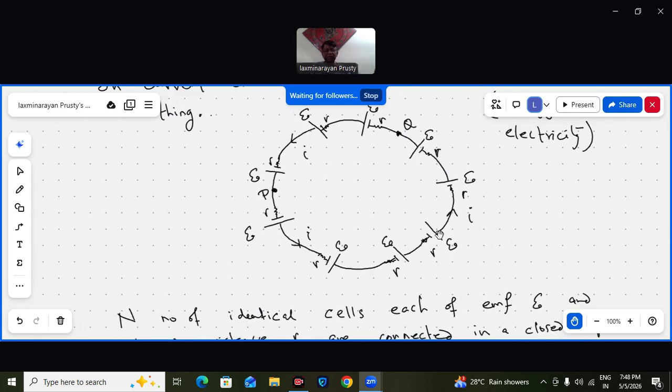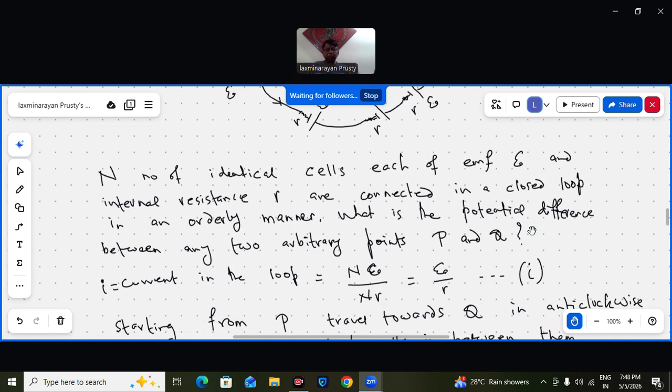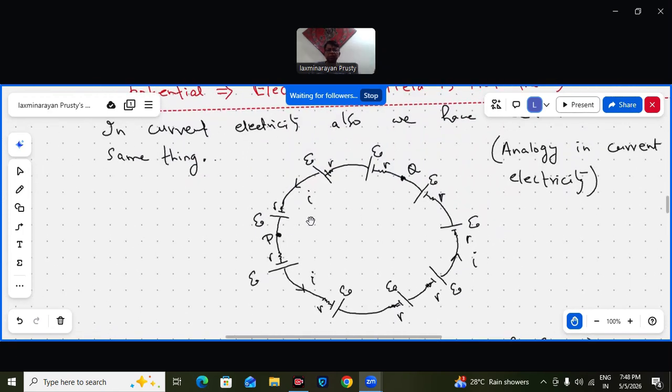No cell is reverse connected. Then what is the potential difference between any 2 arbitrary points P and Q? Choose any 2 arbitrary points P and Q. What is the potential difference between them?